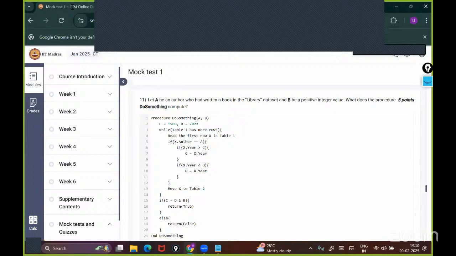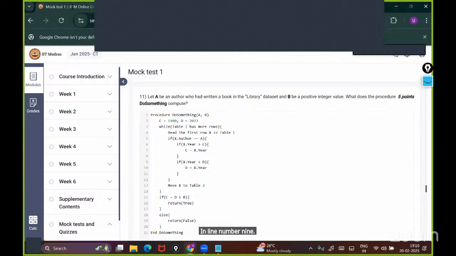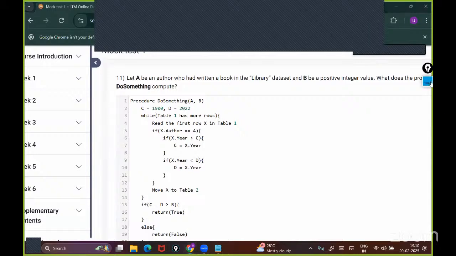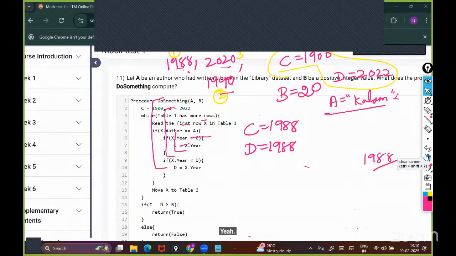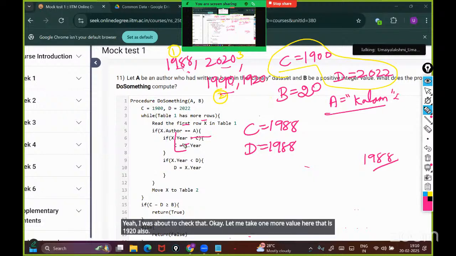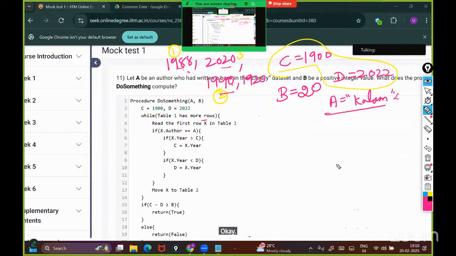In line number 9, if you take below 2022, the value of D, then it's false, na, ma'am. Condition false itself. Yeah, I was about to check that. Okay. Let me take one more value here, that is 1920 also. So let me take this. So what is this year? 1988, which is less. Okay, let me just take the years 1900, 1988 and 2022.